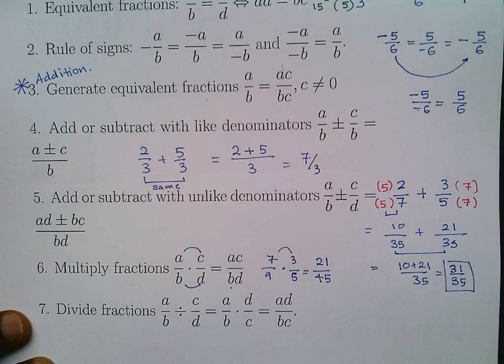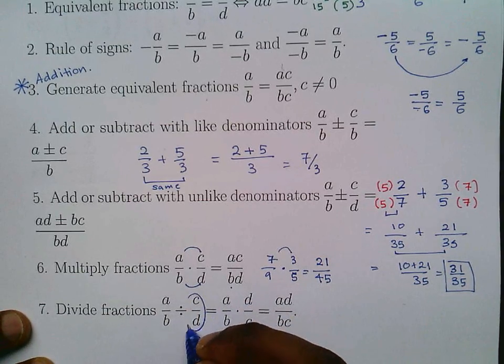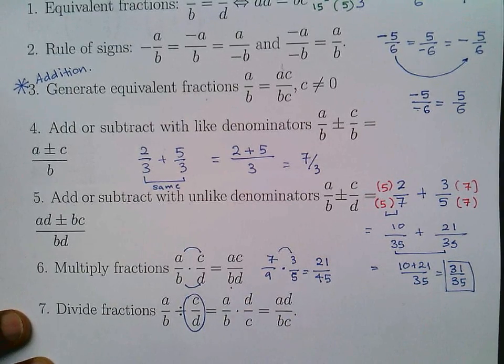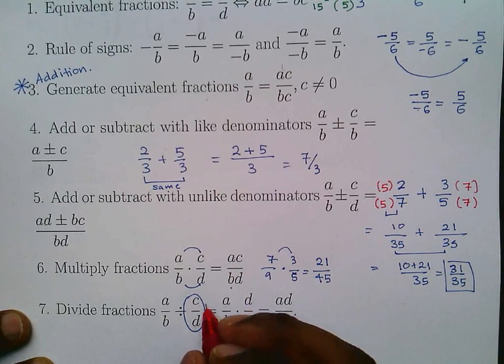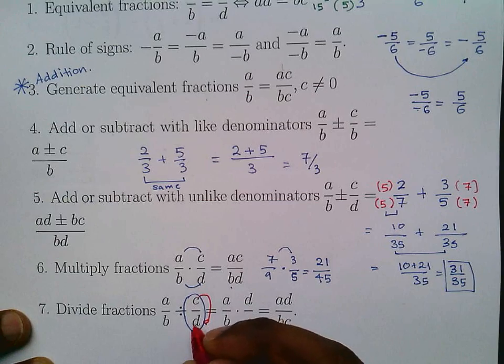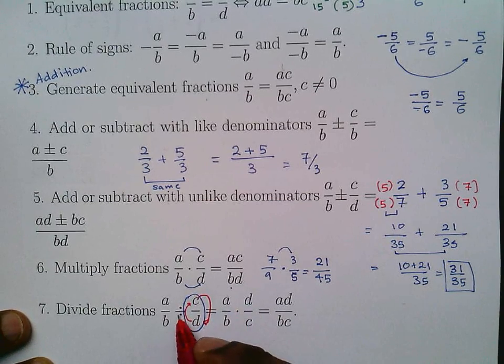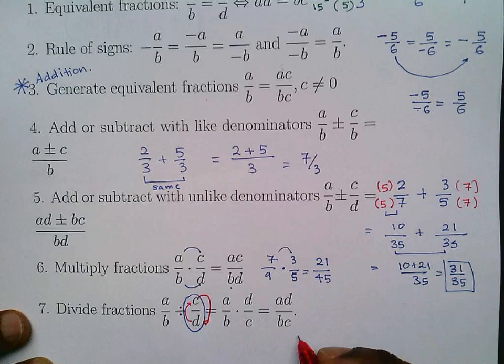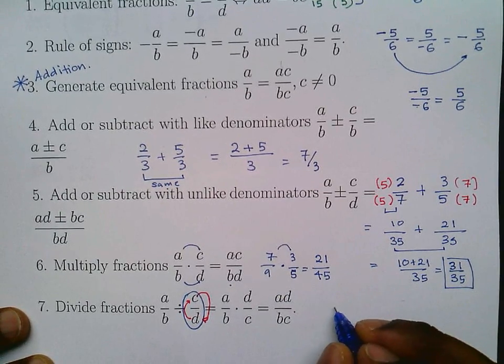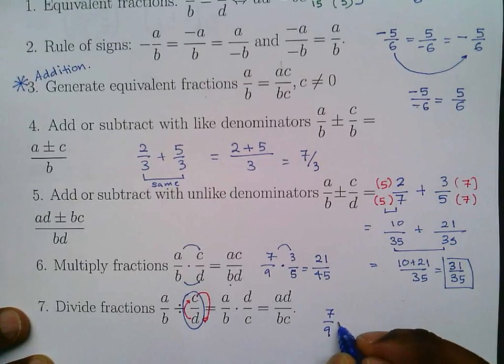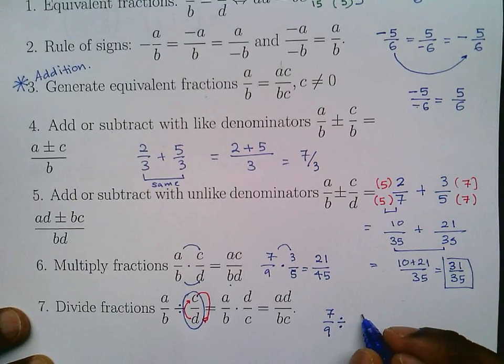When you divide, though, you need to flip. By flip, I mean take the numerator to the denominator and the denominator to the numerator. So it would flip, and then you multiply. So a over b divided by c over d becomes a over b times d over c.